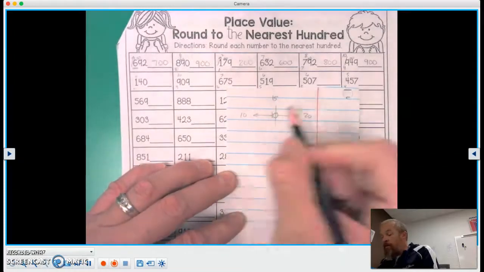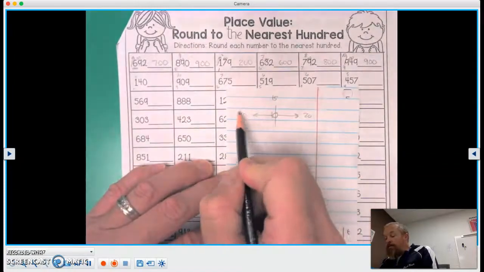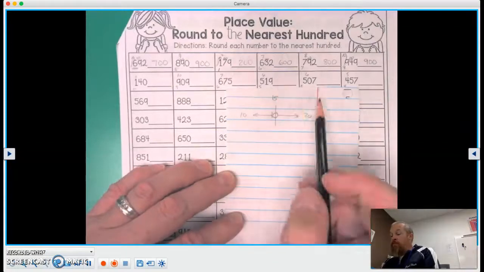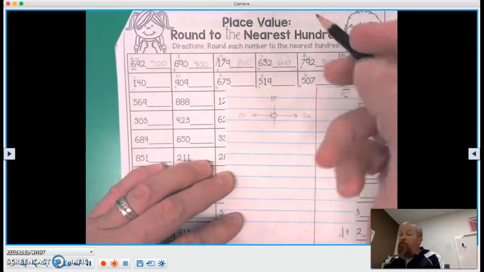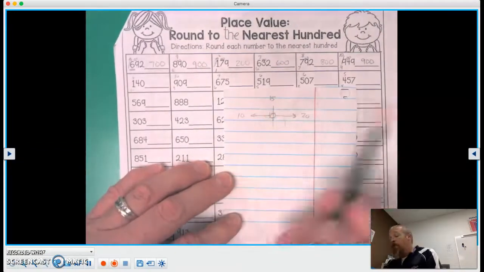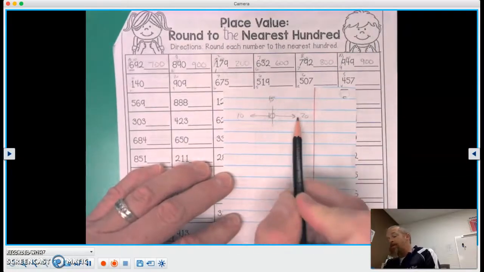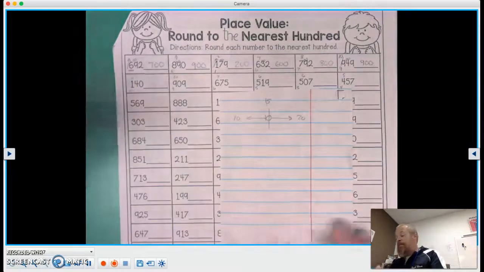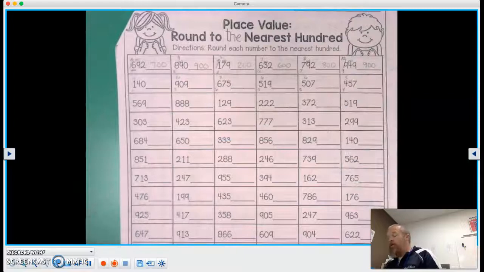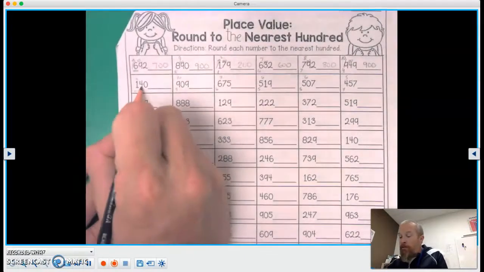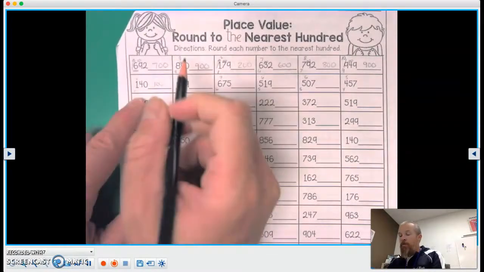So again, 4 or less, we're going to drop down to the number itself. Not down below, just to the number itself. 5 or more, we're going to raise the score and go up to the next 10 or the next 100. So I look at the 4, I see it's a 100, 4 or less.